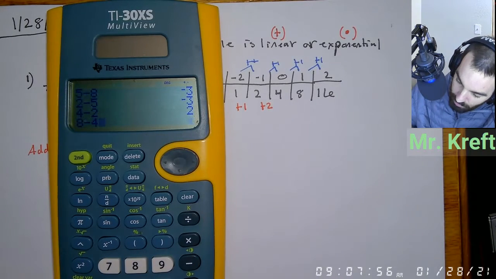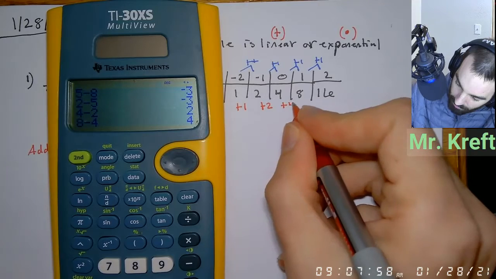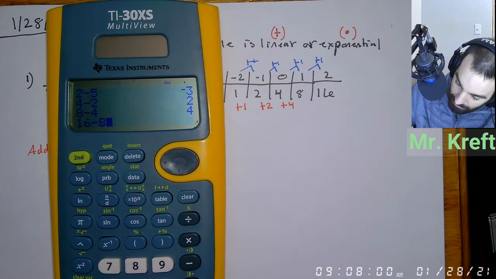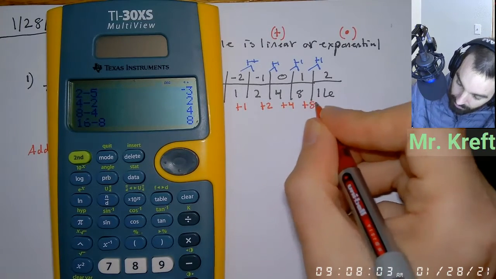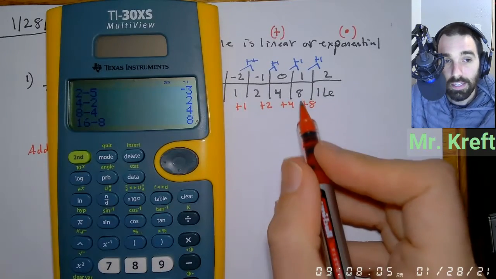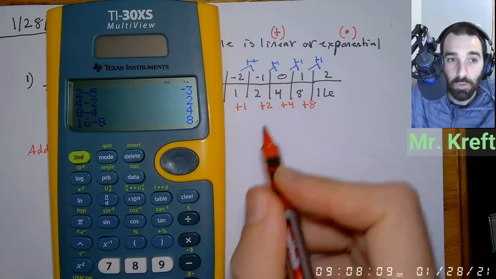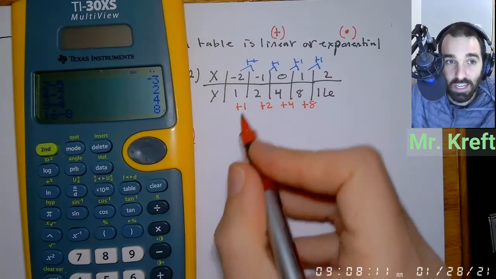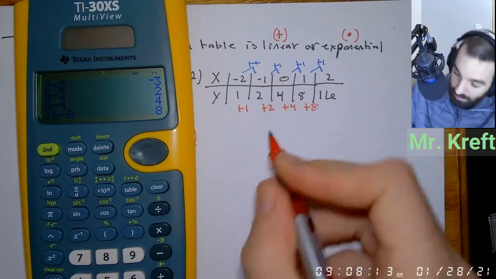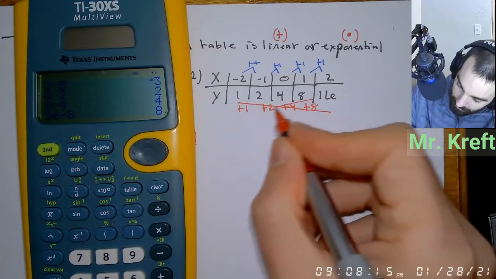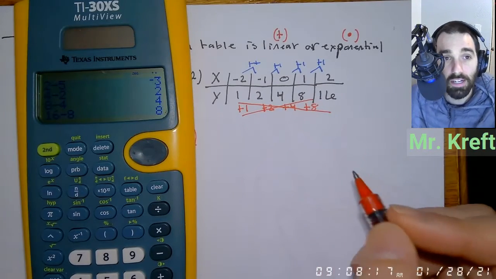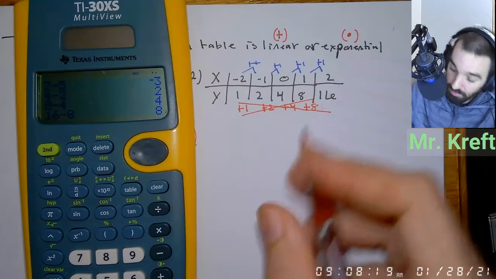And if I go 8 minus 4, I get plus 4. And then if I go 16 minus 8, I get plus 8. And you can always double check this, right? 8 plus 8 should be 16. 4 plus 4 should be 8. But right here, I'm not adding by the same amount every time. So this isn't going to be linear. So I'm going to try a different pattern. I'm going to try exponential.